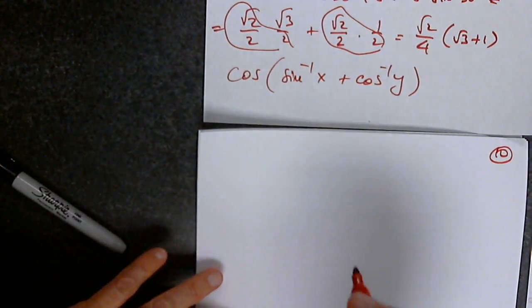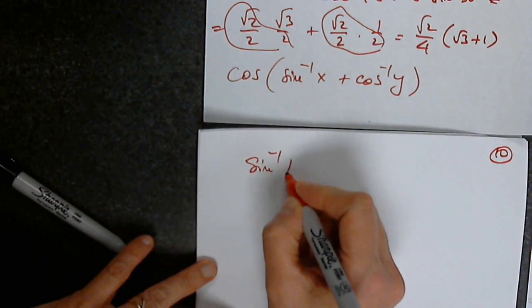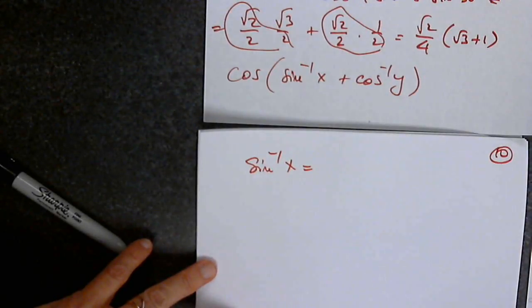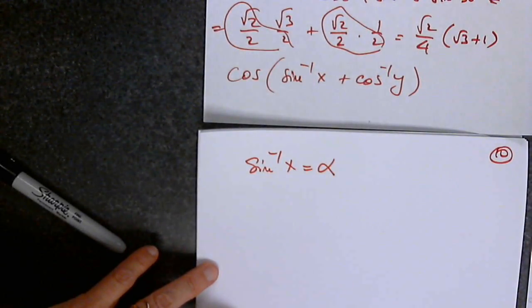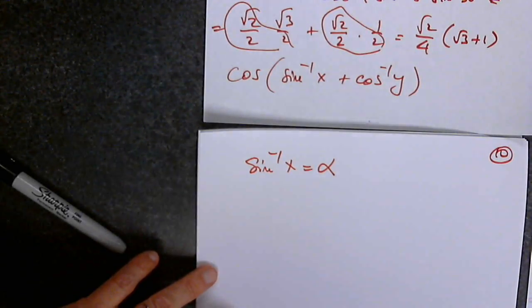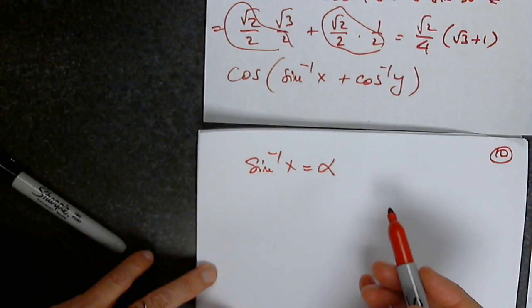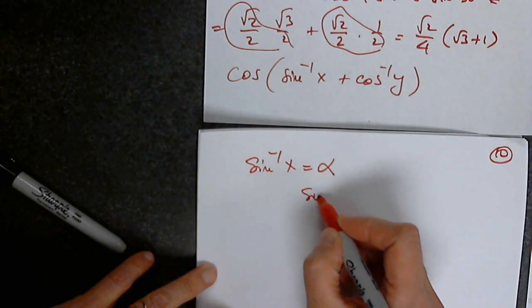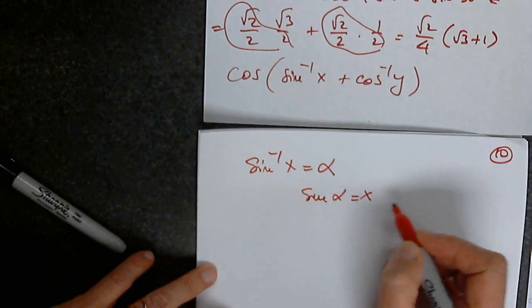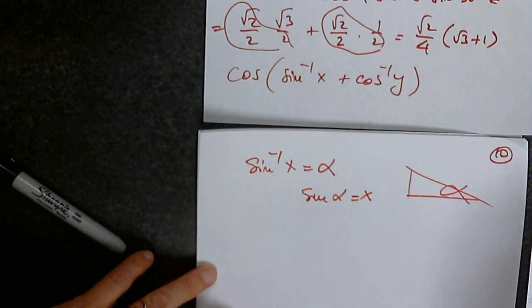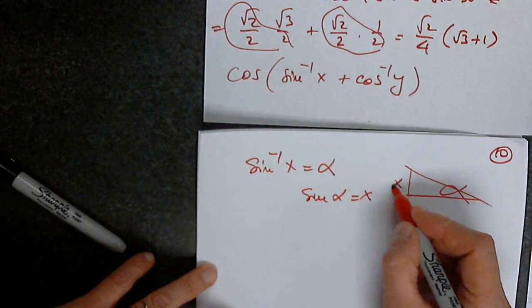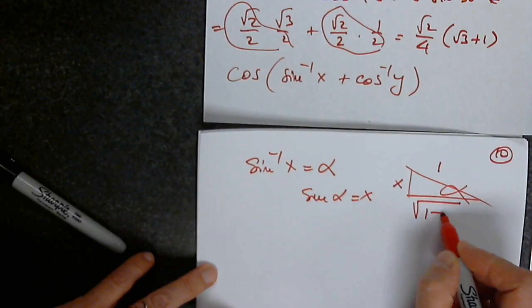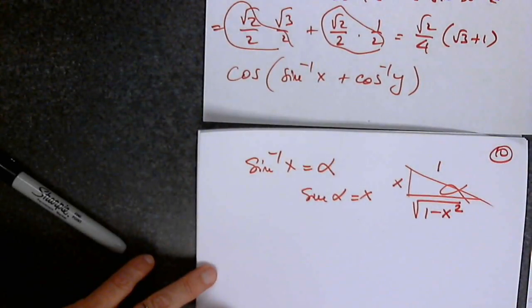Okay, how do we start? We start with sine inverse x being alpha. And we know it's an angle because sine inverse is applied to numbers. Sine is applied to angles. Okay, so we do what to this? So sine alpha equals x. So there is a right triangle with an acute angle alpha, x over 1, and the square root of 1 minus x squared.